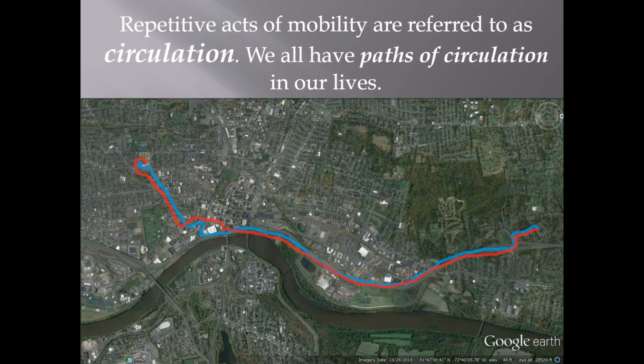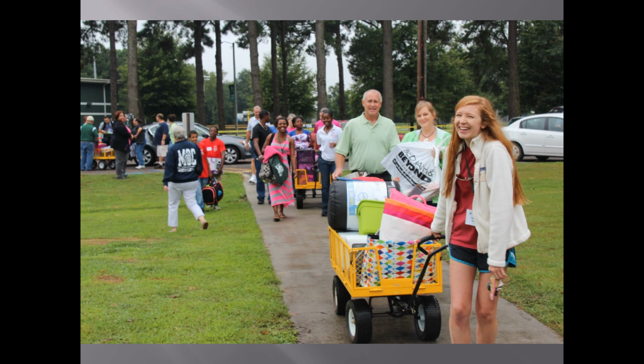Now, when you engage in repetitive acts of mobility, that's circulation. We all have paths of circulation in our lives. A really good example for you is probably the path that you take to and from school every single day. I'm going to suspect you take a pretty similar route, or maybe even the same route every day. And so that's definitely a path of circulation. Perhaps trips to the store, or to friends' places, or maybe to church, or the movie theater, or athletic fields if you're in a sport. All of those are examples of paths of circulation. So again, mobility is movement, circulation is repetitive movement, and that's going to eventually take us to migration.